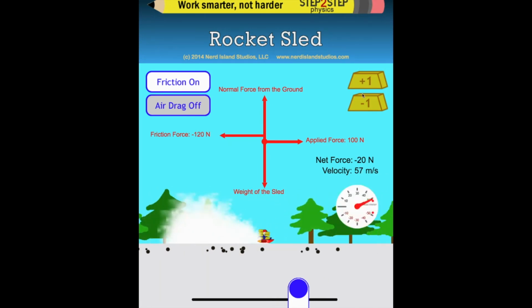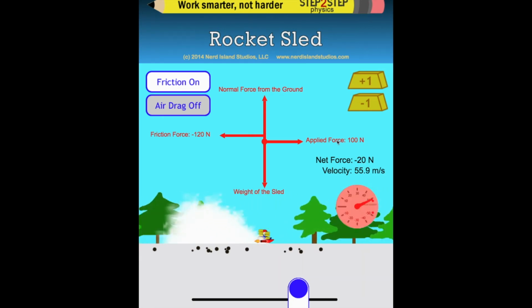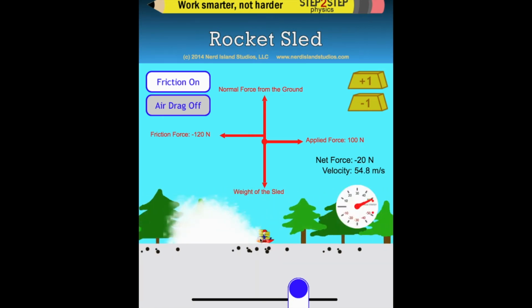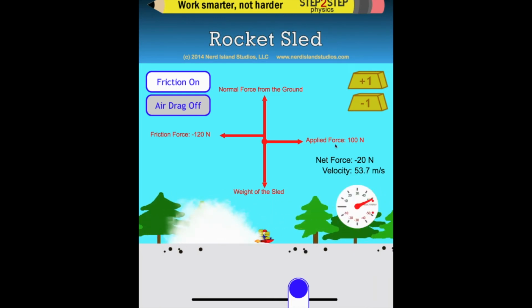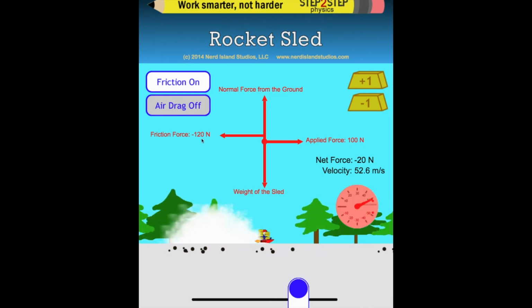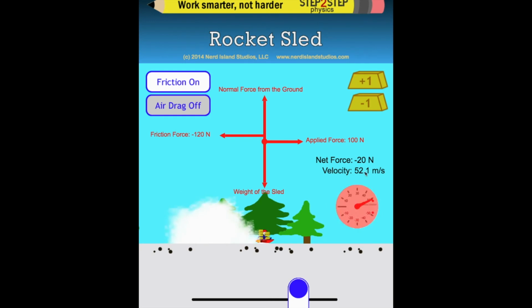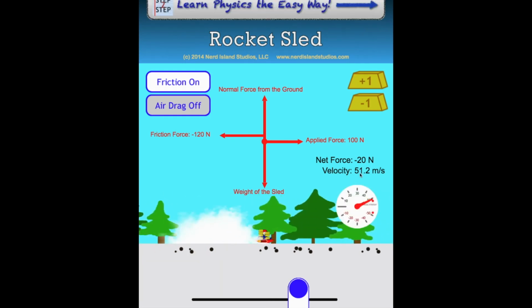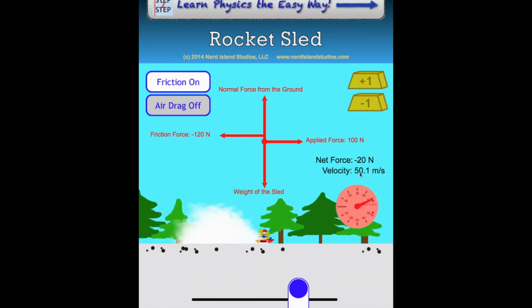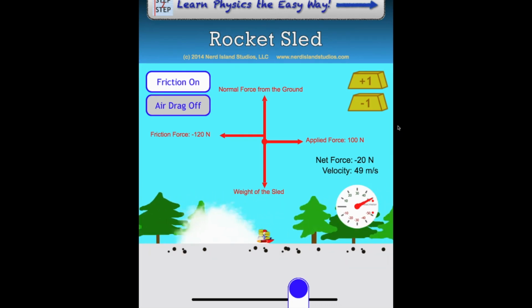And I'm going to reach a point now where I'm actually slowing down, if you look at this, because my applied force, the force of the rockets, is less than the frictional force. So I'm slowing down until we reach probably some type of equilibrium here in a moment. Anyway, I hope that helps with why the mu does not change.